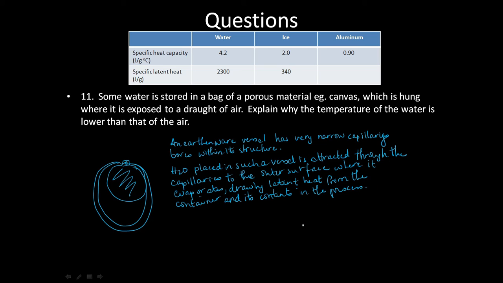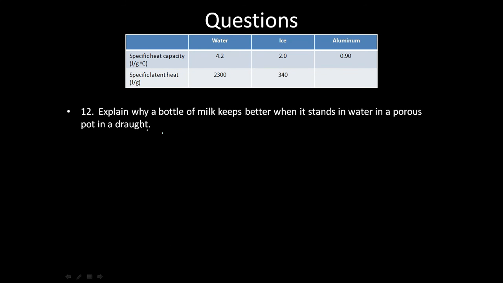So basically, it removes latent heat. The material, the way it's built, it just removes the latent heat, therefore lowering the temperature of the water, or causing the temperature of the water to be lower than the temperature of air. Right? So you could add on that last piece. And the next question is, explain why a bottle of milk keeps better when it stands in the water in a porous pot in a draft. And that's pretty much the same answer as before.